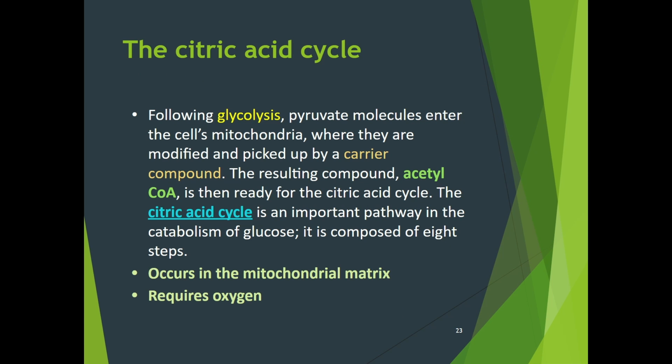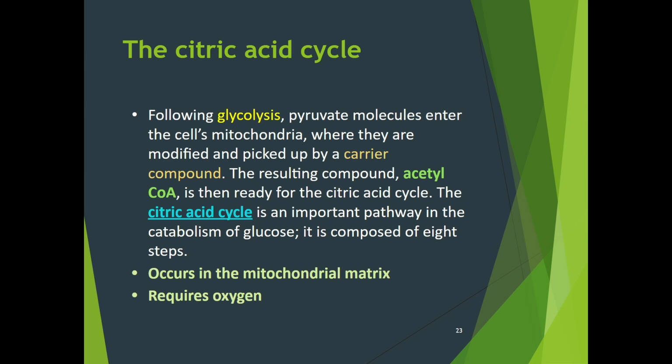So following glycolysis, which is step 1 of cellular respiration, we move into the citric acid cycle, also known as the Krebs cycle. This citric acid cycle does require oxygen indirectly, and it's going to occur in the mitochondrial matrix, so within that inner membrane.